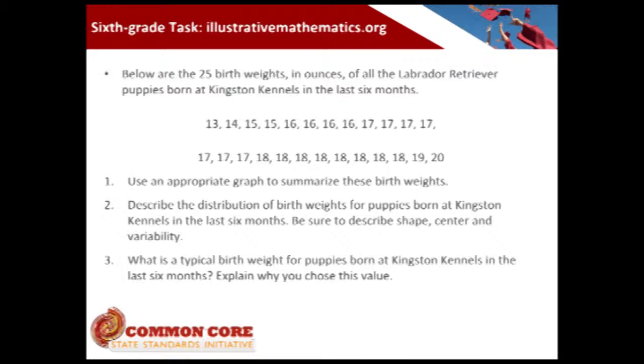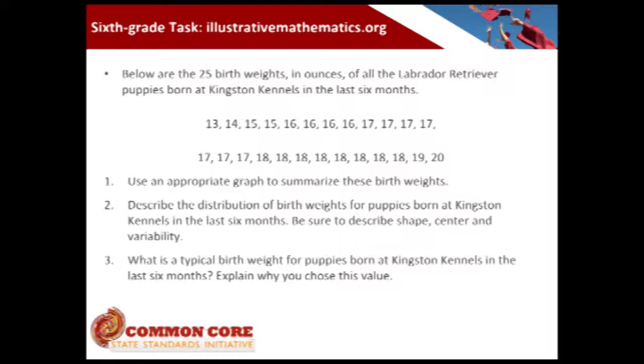And then they go through the procedural part of the distribution, but then they get to this last one, which is, what's a typical weight for puppies born at this kennel in the last 6 months? So are you going to use the mean? You're going to use the median? You're going to use the max? Explain why you choose this value.